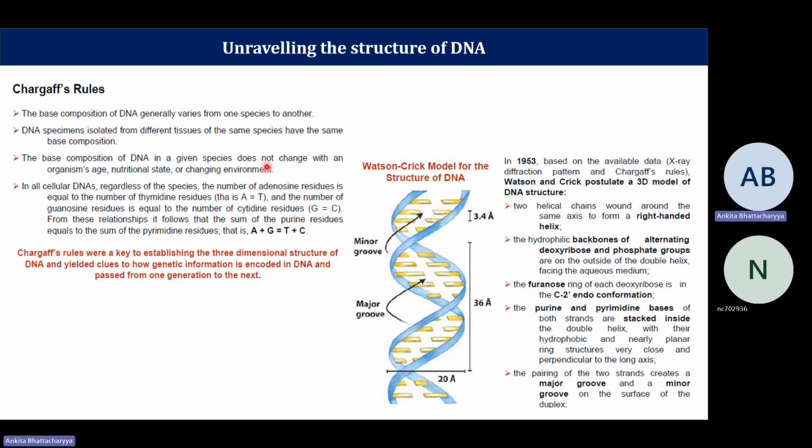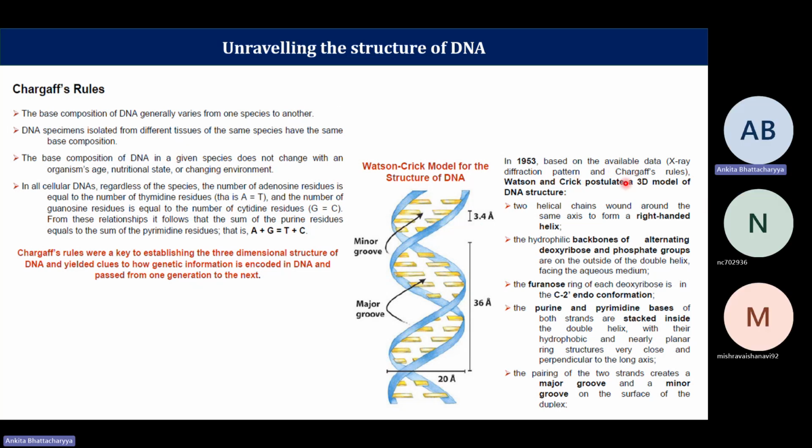So they postulated these following points. First, there were two helical chains wound around the same axis to form a right-handed helix. There are other types of helices as well. I didn't go into all of that detail because that will become a molecular biology course. Maybe we can do that in the next semester, but you can read about it if it's interesting. There's an A form, B form, Z form of DNA.